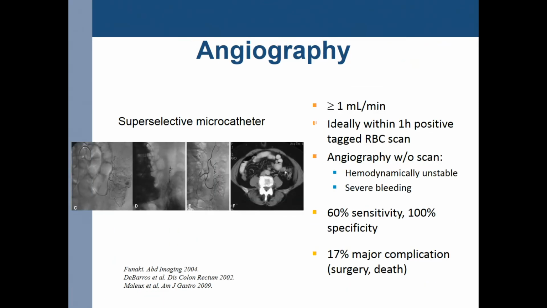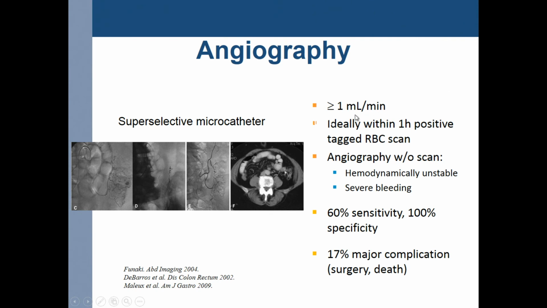Now, angiography, again, is the technique that the radiologist can use to both render diagnosis and potentially therapy. They use super selective microcatheters to get to the peripheral vessels. And you see here on this angiogram a blush of contrast out peripherally. A microcoil has been placed, and following that, there's no more leakage of contrast.